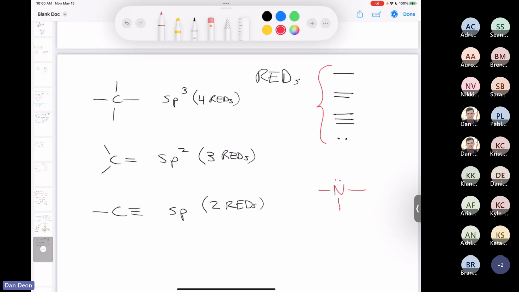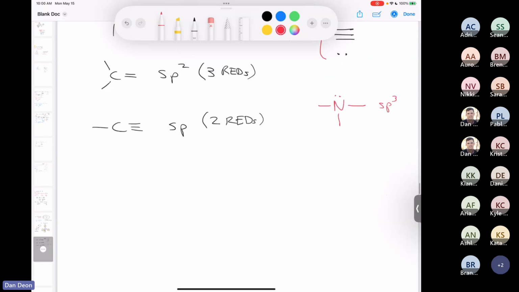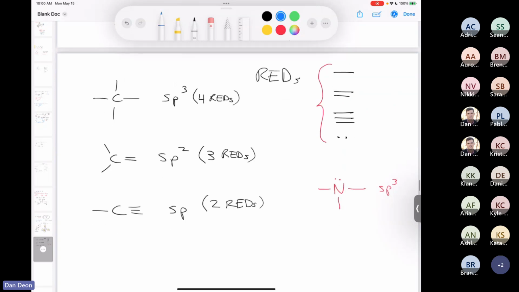Absolutely, right? It's sp3. Okay, let's try another one then. I'll try to leave this up here so you can see it. What if I have an oxygen that has a double bond and two lone pairs, something like this? So we'll draw formaldehyde here. What would be the hybridization?